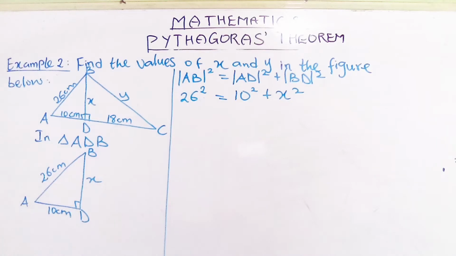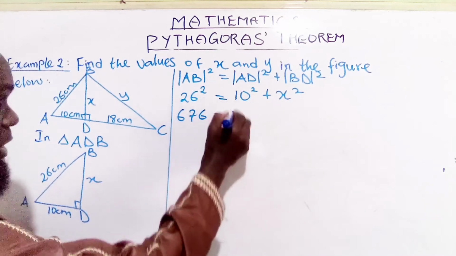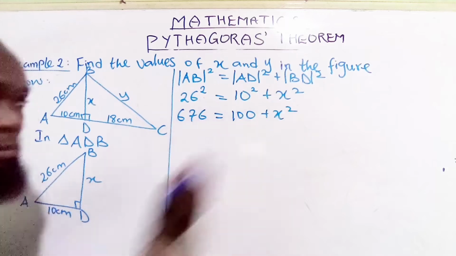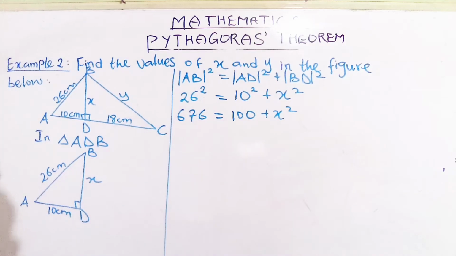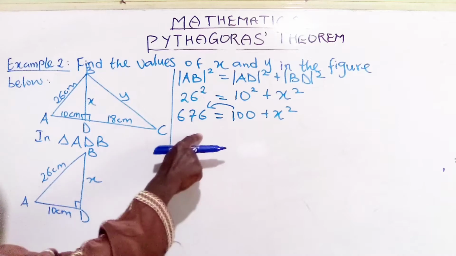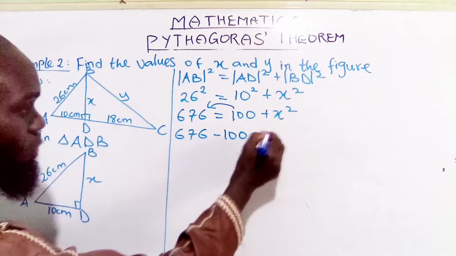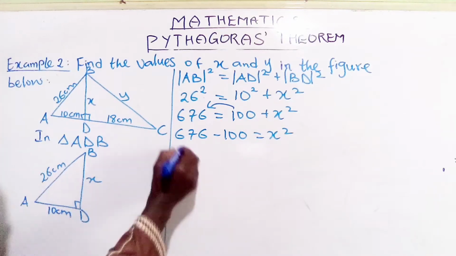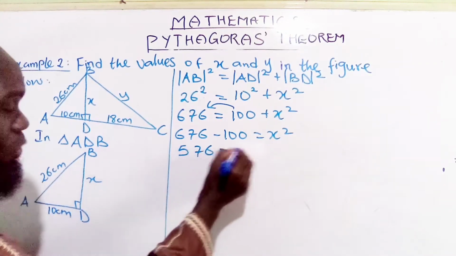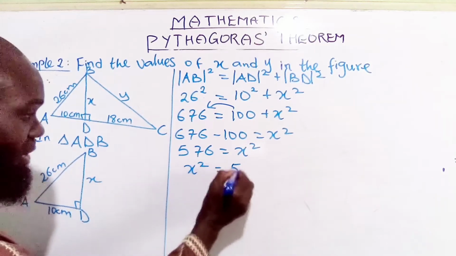Now, when you use our calculating machine, 26 square gives us 676, equals 10 square, 100, plus x square. The next thing is to collect like terms. Let this come here. Don't forget, in our rule of signs, there's a positive sign here. So anytime the positive sign crosses the equals sign, you change it to negative. So we have 676 minus 100 is equal to x squared. When we take it away, we have 576 equals x squared. So let us put the unknown to the left. x squared equals 576.